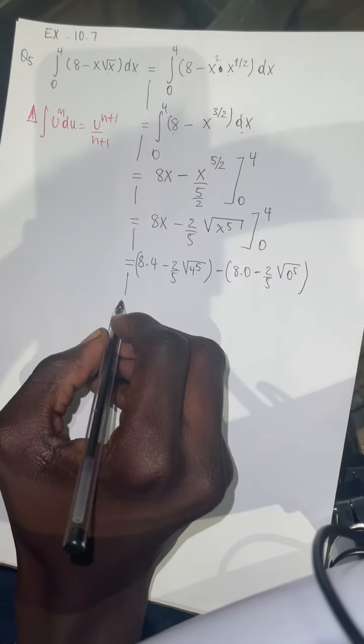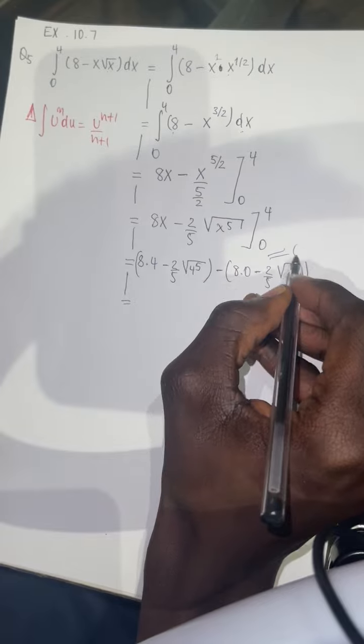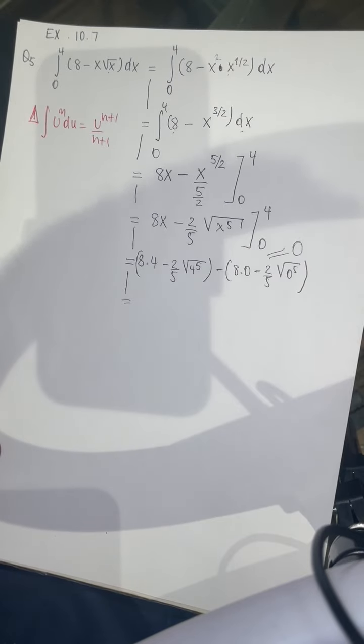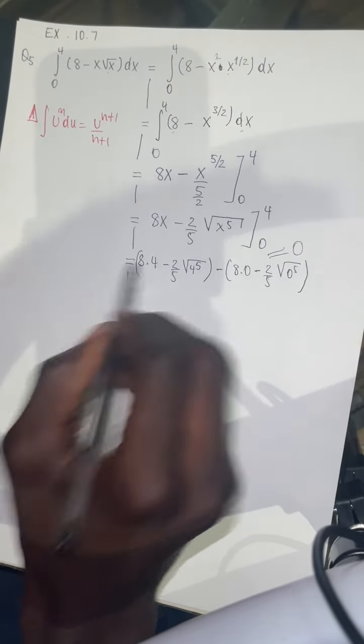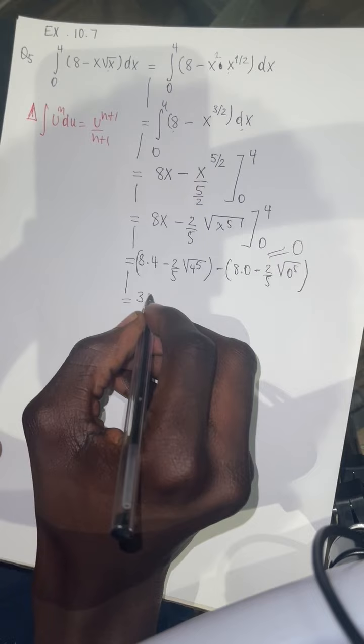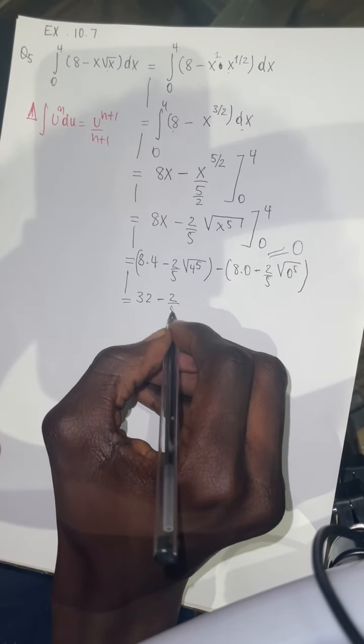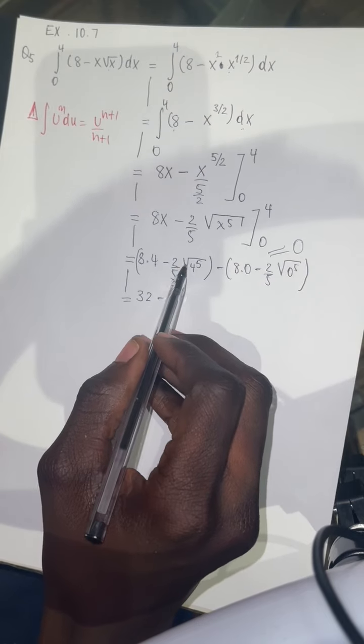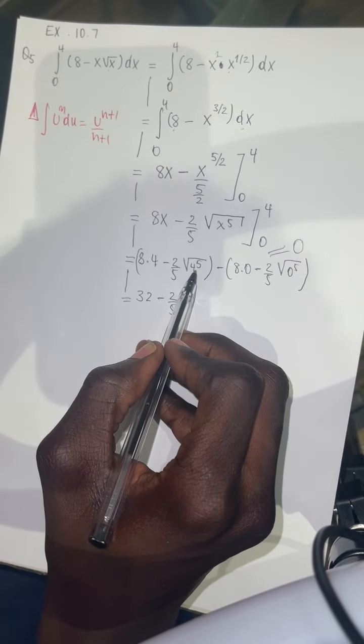So what we're going to have here, this part is just going to be 0. We're only going to focus on this part. And focusing on that part, if you want to do this step by step, you take 8 times 4 is 32 minus 2 over 5. And then the square root of this number, you're just going to have what?